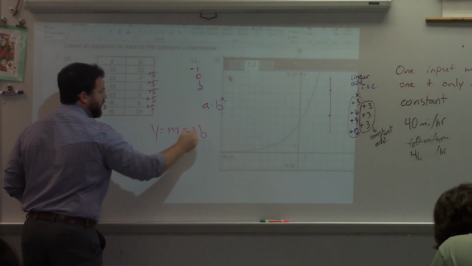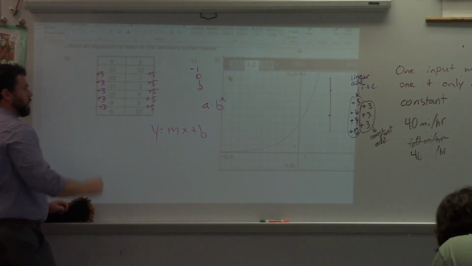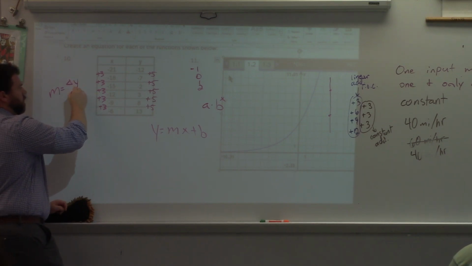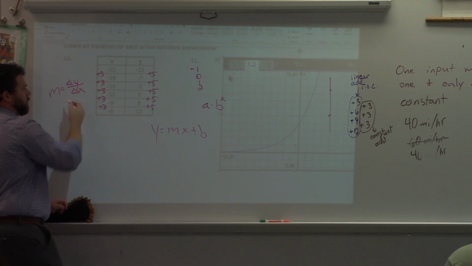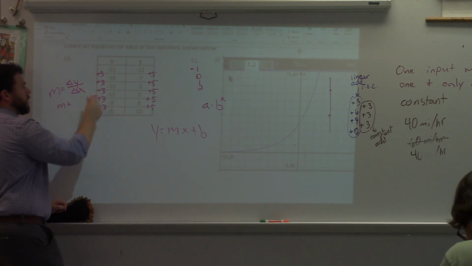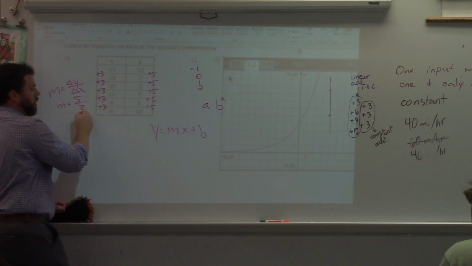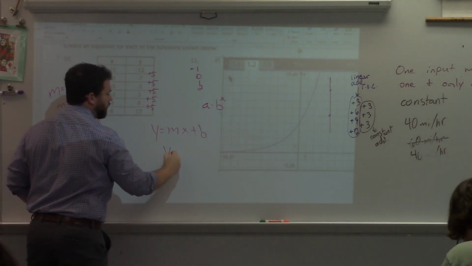Y equals mx plus b. Remember, how do we calculate m, the slope? Oh, rise over run. The change of y by change of x. Right? So you can do rise by run. You just have to remember, y is my rise, x is my run. And so 5/3 is only my slope.